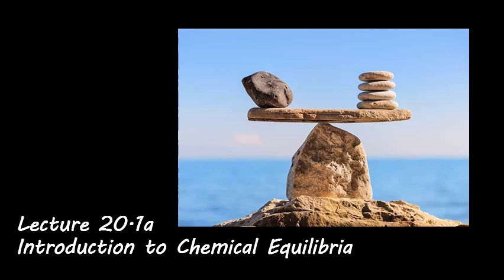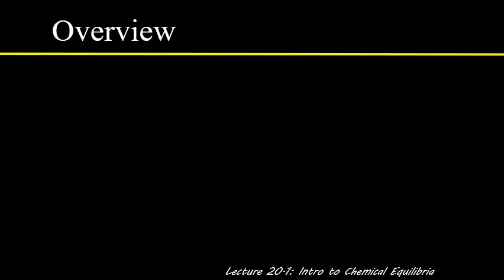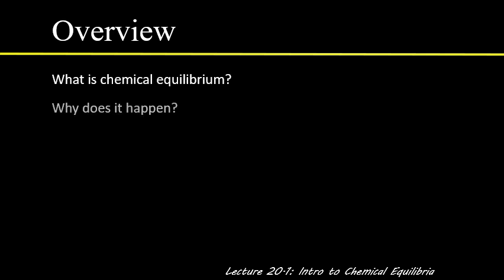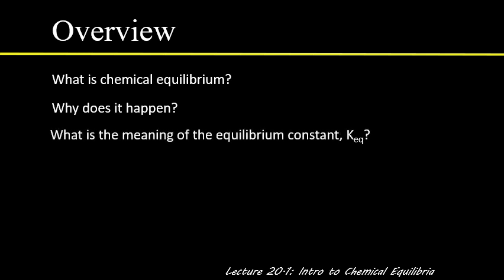Today we're going to begin talking about chemical equilibria. Alright, so in this first video we're going to talk basically about three things. First of all, just what is chemical equilibrium. We'll talk about the basis for chemical equilibrium, why it happens. Spoiler alert, it has something to do with kinetics. And we'll talk about the meaning of the equilibrium constant, which has the symbol KEQ.